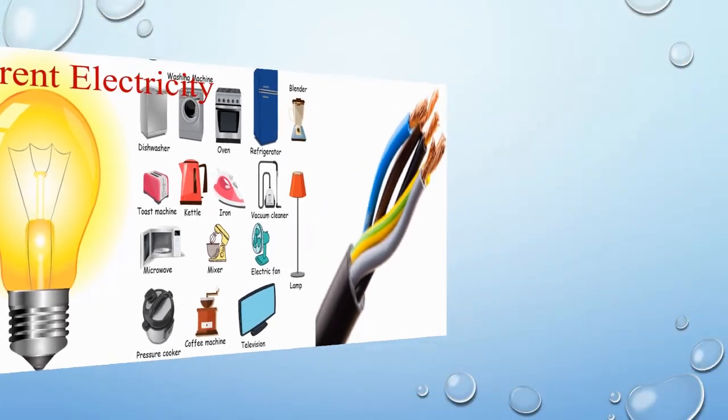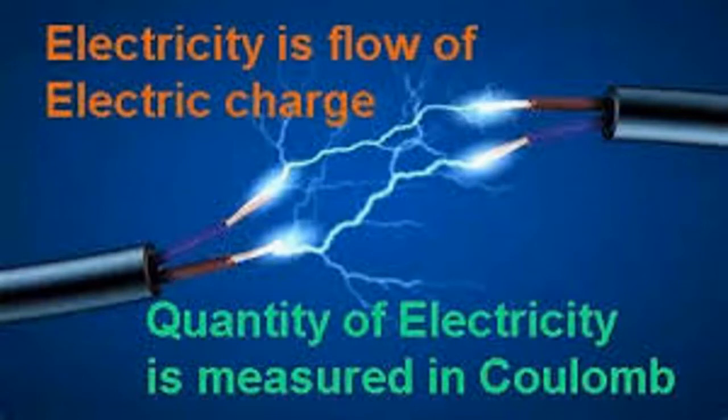Then what is electricity? Electricity is nothing but a flow of electric charges. Electricity is measured in coulomb. We need to keep this important point in our mind because we have to understand that electricity is flow of electric charge, and there are only two charges, that are positive and negative.